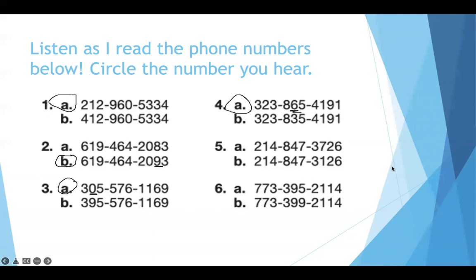All right, number 5. 214-847-3126. Again, 214-847-3126. Did I read choice A or choice B? This one was choice B. And this one's really hard. Look at how similar 7 and 1 look. But you gotta look very closely. And it's 214-847-3126.